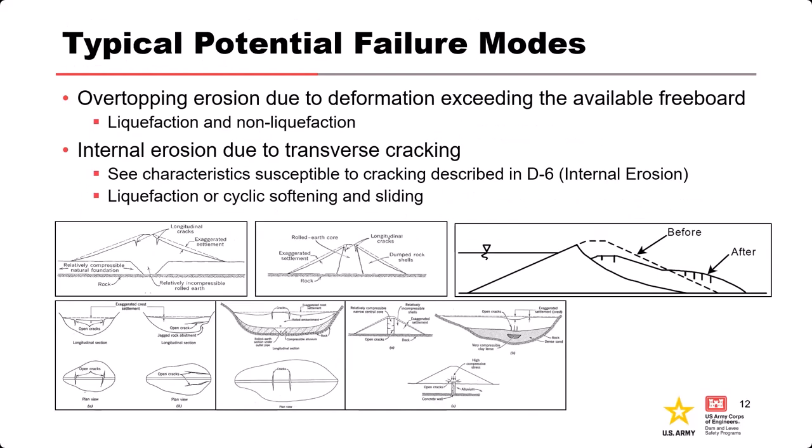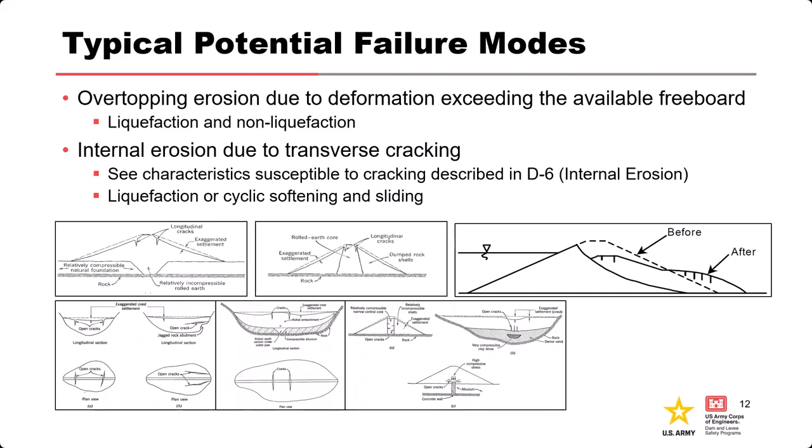So for other typical potential failure modes, the upper right here is commonly referred to as a flow slide, where the deformation causes crest settlement to exceed freeboard and leads to an overtopping failure. Or if freeboard remains, it could lead to a crack-induced internal erosion failure. The rest of these are cracking-related failures, where either the soft foundation compresses and causes cracking in the overlying embankment, or the loose outer shells pull away from the core, causing cracking and shortened seepage paths, and eventually lead to an internal erosion failure.